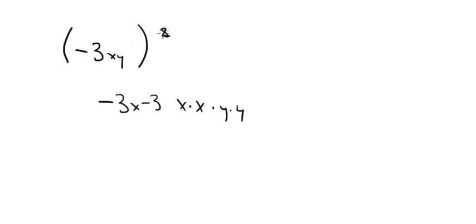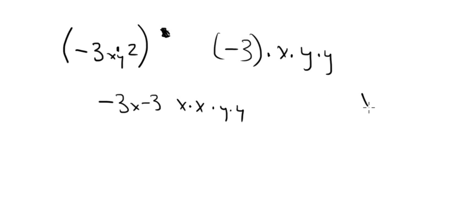Yep, if I don't have this, then I just have this here, then it would be negative 3 times x times y times y. Okay? Because if there's nothing up here, what's it understood to be? Understood to be a 1. Okay? It's understood to be a 1. But wherever something is understood to be a 1, we never put it.